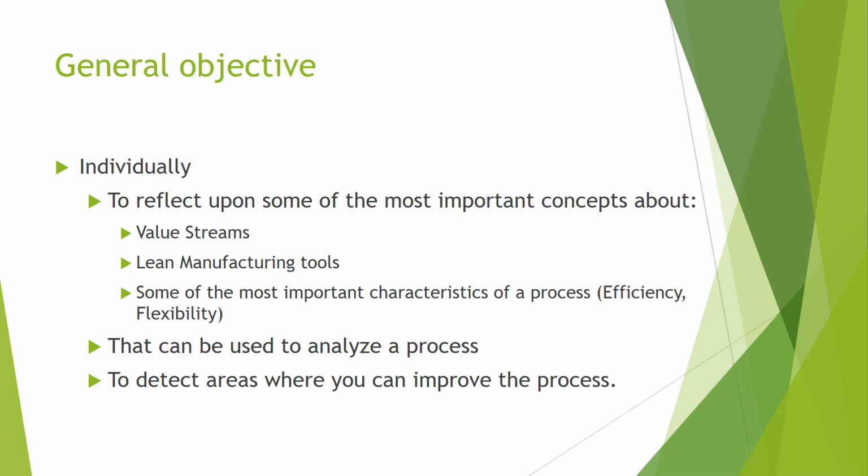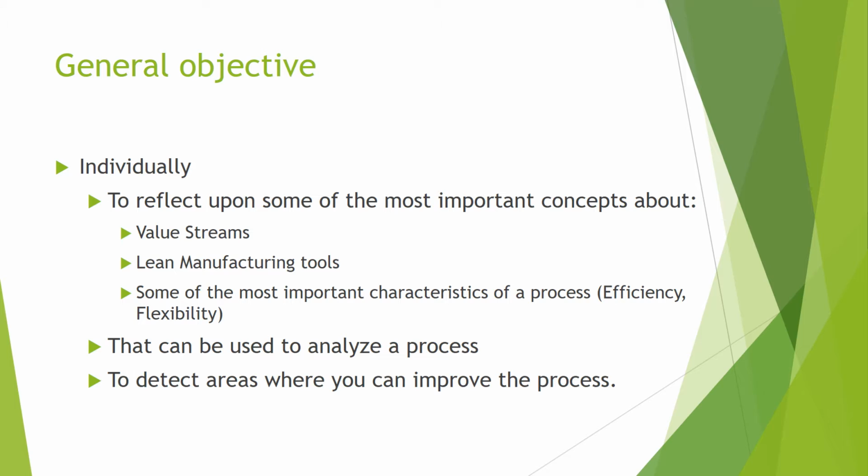You're also asked to reflect upon some of the lean manufacturing tools. So remember that lean manufacturing is more concerned about efficiency and the elimination of waste in a process rather than the control of the process. Remember that control and variation is managed by the Six Sigma part, and lean manufacturing focuses on value creation, elimination of waste, and efficiency of the process, right? And also, you are asked to describe some of the important characteristics of a process, right?